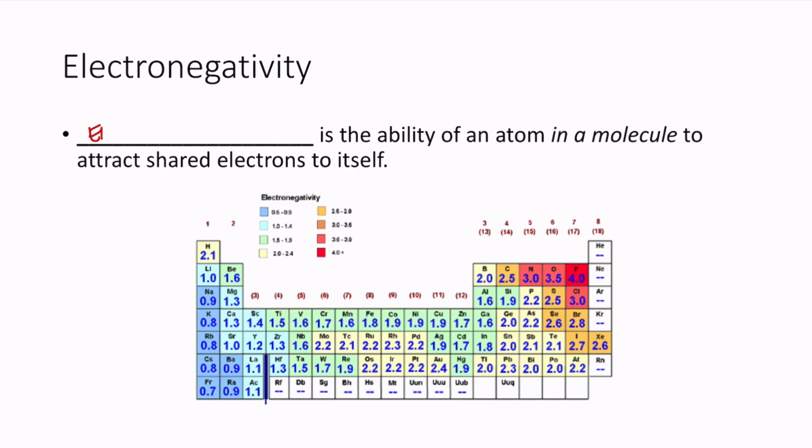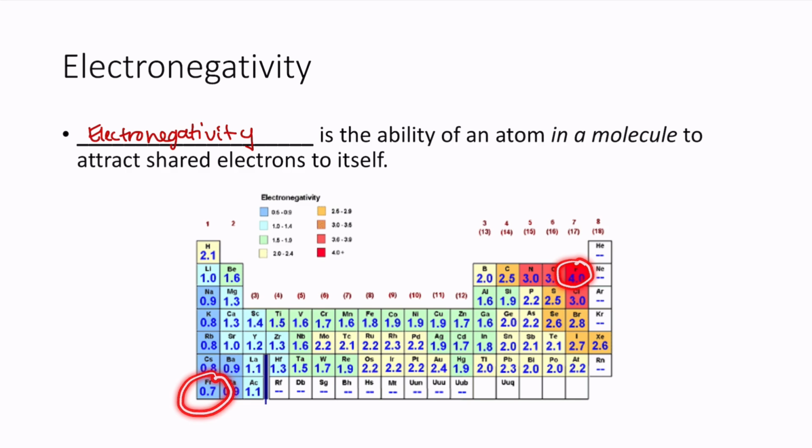Electronegativity is the ability of an atom within that molecule to attract electrons to itself. So in that covalent bond, one atom can draw the electrons closer to itself than the other, and that is electronegativity. Here are all of the values of electronegativity of the elements on the periodic table.